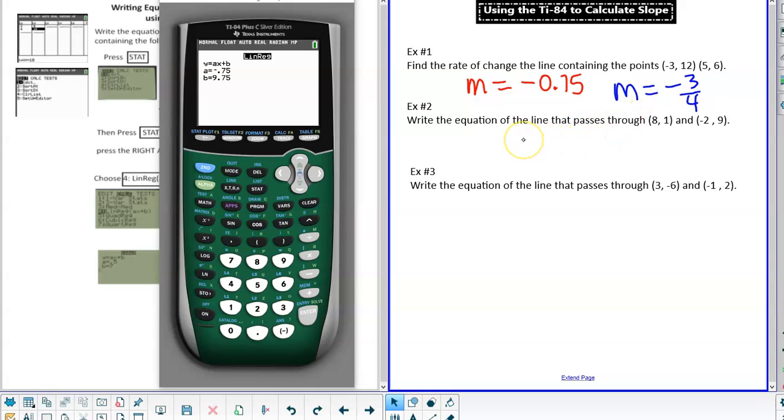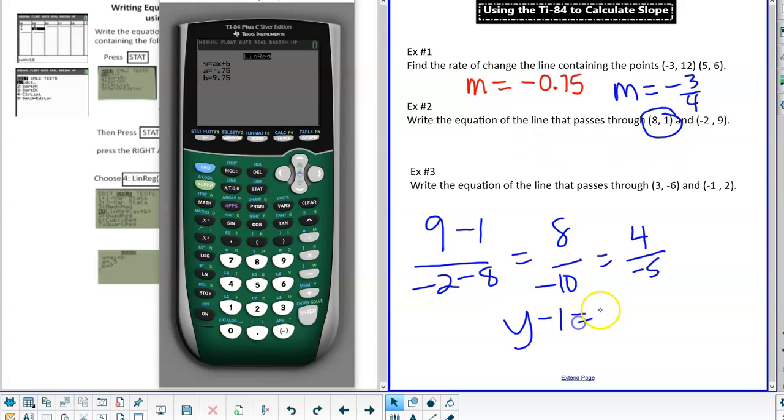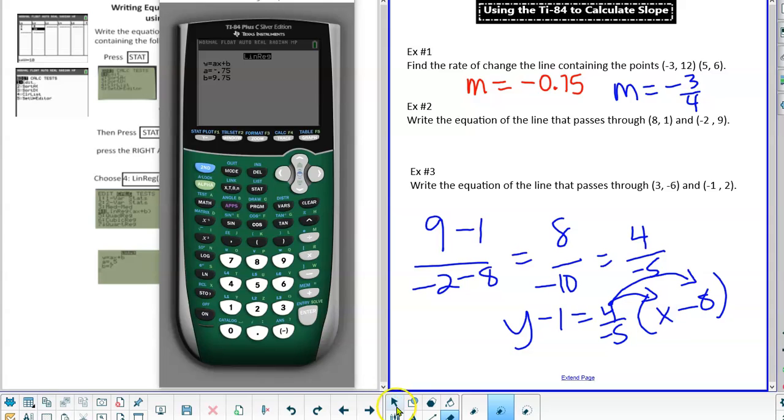Because not only would you have to calculate the slope, 9 minus 1 over -2 minus 8, so 8 over -10, also known as 4 over -5, and then you'd have to pick a point, and then you'd have to write it in the point slope formula, and then you'd have to distribute, and then you'd have to add 1 to both sides, and you might be like, ugh, that's a lot of work, Mrs. Henderson. So instead of doing all that work, why don't we try using the graphing calculator? So let's do that whole process over again. Do you remember how it started?